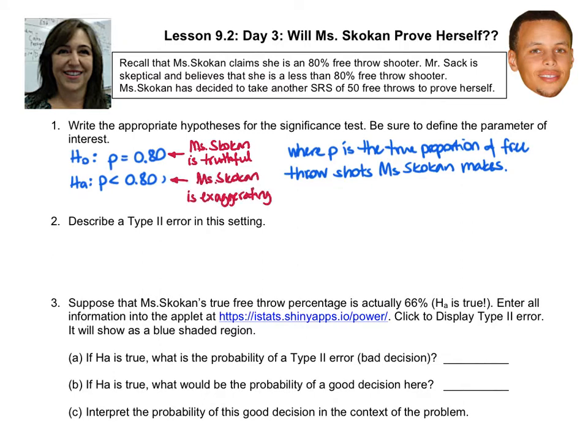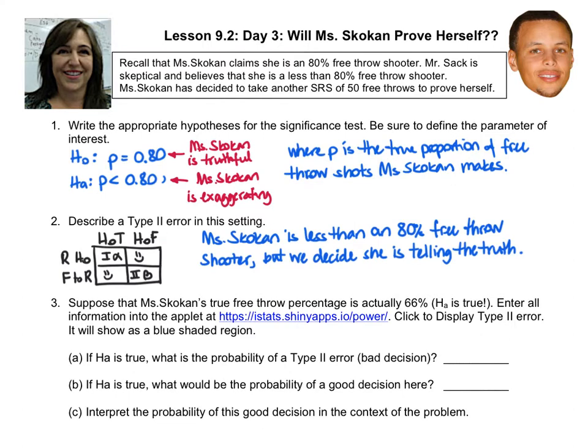We talked a little bit about errors, the type 1 and type 2 errors, and so what would a type 2 error be in this setting? Let's just remember what our box says. When we have a type 2 error, we have failed to reject a false null hypothesis. So that means that Miss Skokin is less than an 80% free throw shooter, but we decide that she's telling the truth.